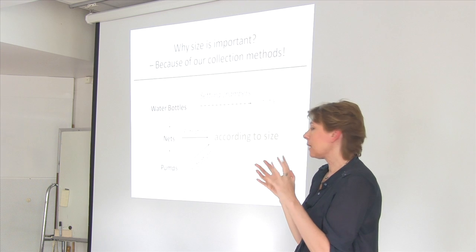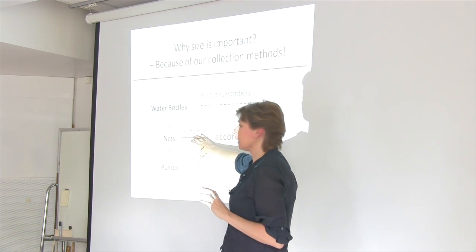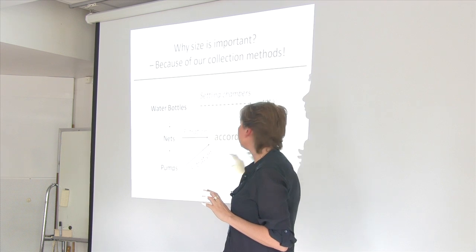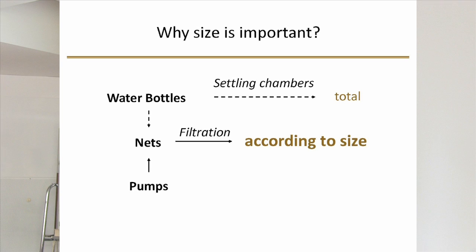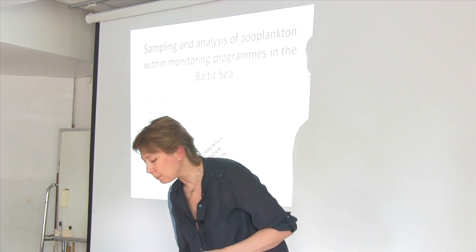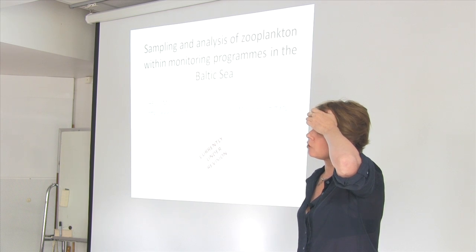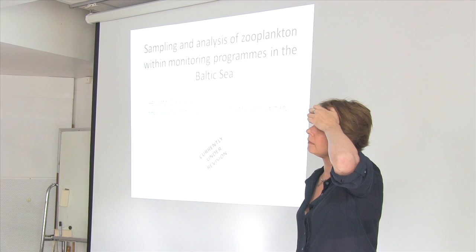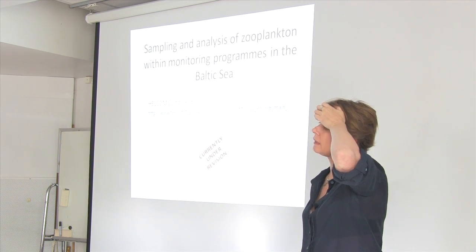All other methods of sampling, namely nets and pumps, are ultimately filtration. And filtration is always done according to size. It's always some mesh size at the end of this process, which makes a cutoff of the size that will end up in the sample. So this is important to remember when you go for data analysis and try to combine data that are coming from samples taken in different ways.